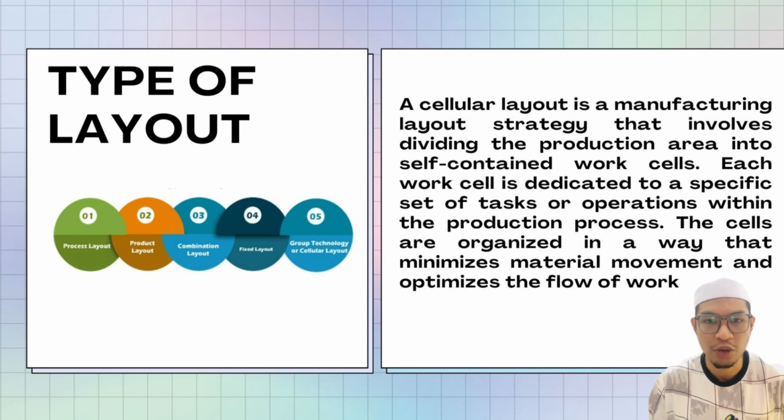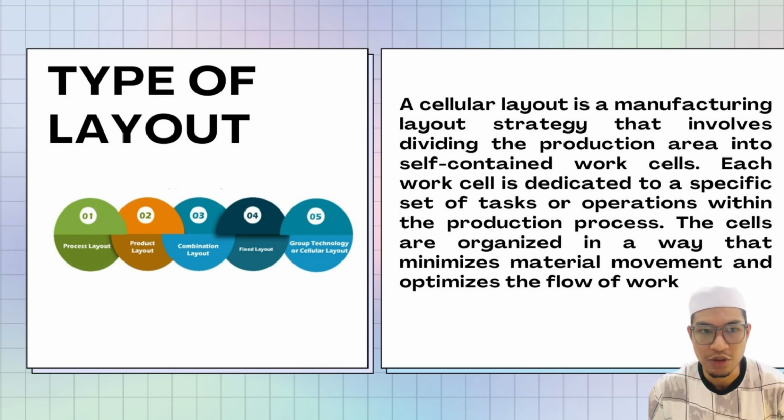Hi, I am Is. I will explain about type of layout. This semiconductor factory uses a cellular layout, a manufacturing layout strategy that involves dividing the production area into self-contained work cells. Each work cell is dedicated to a specific set of tasks or operations within the production process. The cells are organized in a way that minimizes material movement and optimizes the flow of work.